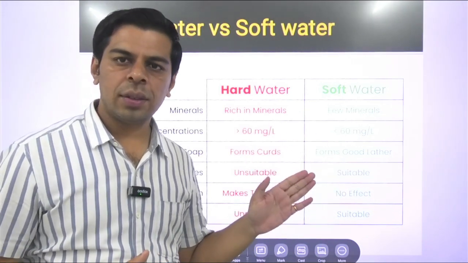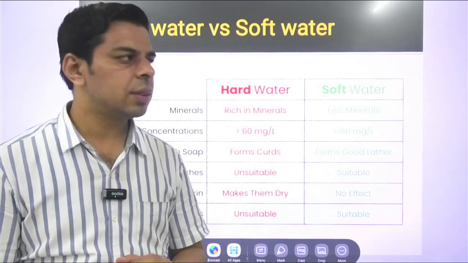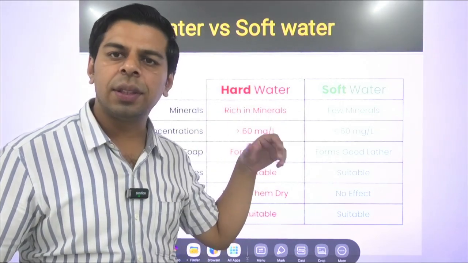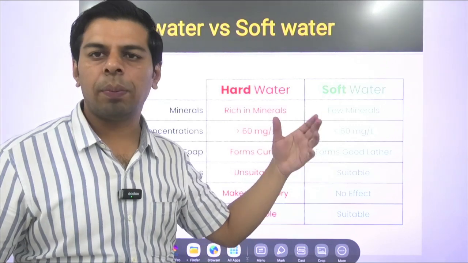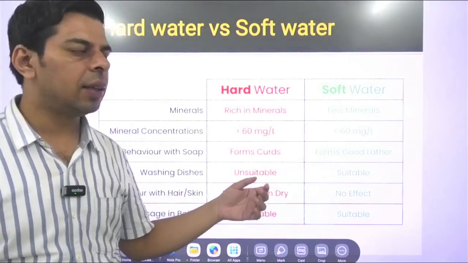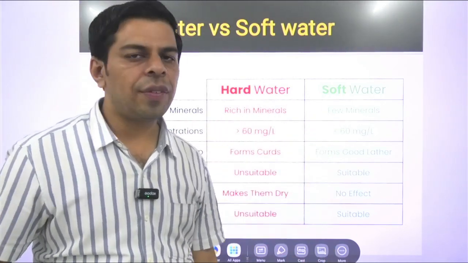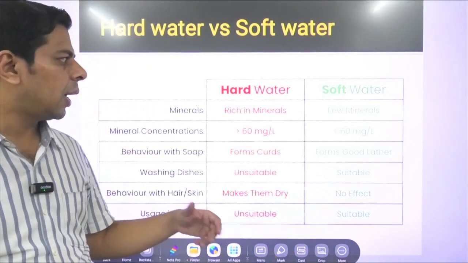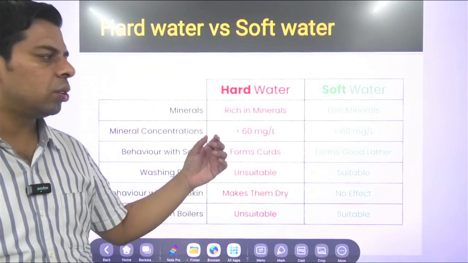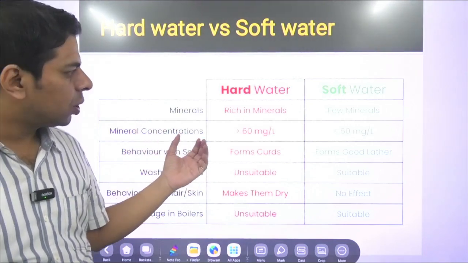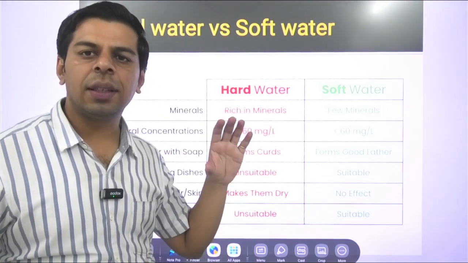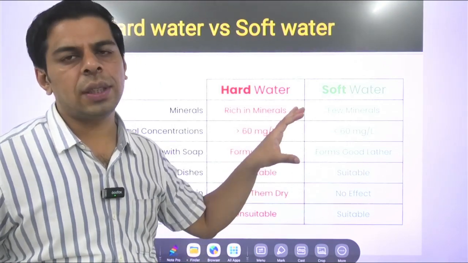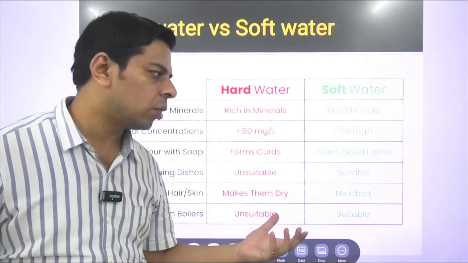Now in hard and soft water, as you could see on your screen, the first major difference is that hard water is rich in minerals like calcium, magnesium salts, it could be chloride and sulfates as well, whereas soft water typically contains less minerals. So that's the first difference on which this term is used. Now coming to mineral concentration, as you could see, the baseline is 60 milligram per liter. So this is the quantitative value, even though it has not been asked in any exam as of now.